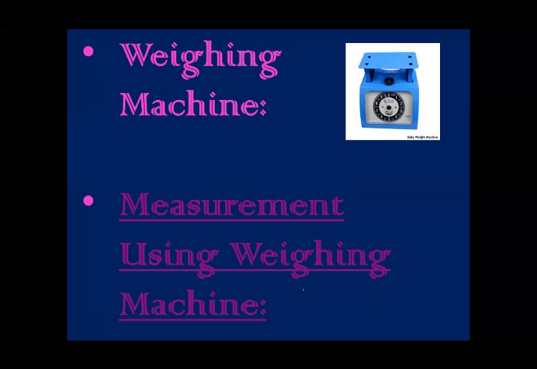Now, this is the weighing machine shown here, and it is an equipment to find out the weight of an object in the kitchen during cooking. And they are usually lightweight and compact.